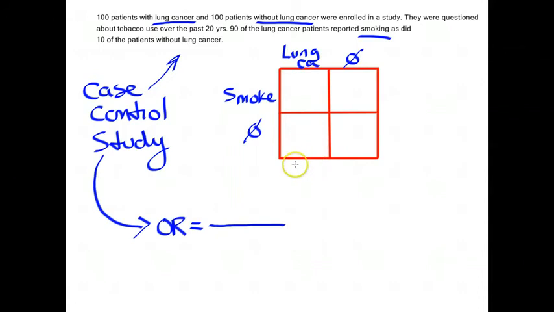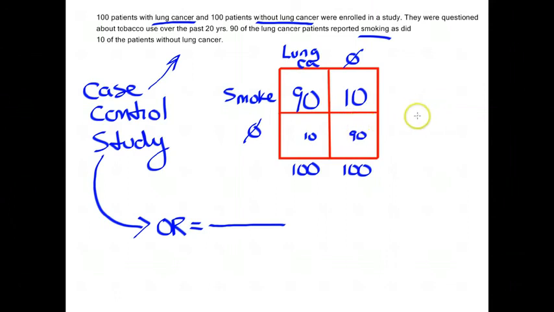I said I enrolled 100 patients with lung cancer, so the total number of people with lung cancer is 100, and 100 people without lung cancer. And now I told you further that 90 of the people who had lung cancer smoked, so 90 will go in this box. And I also said that 10 of the people without lung cancer also smoked, so 10 will go in this box. Everything else has to add up, so 10 will be down here, 90 will be down here. So now we've got our 2x2 table filled in.